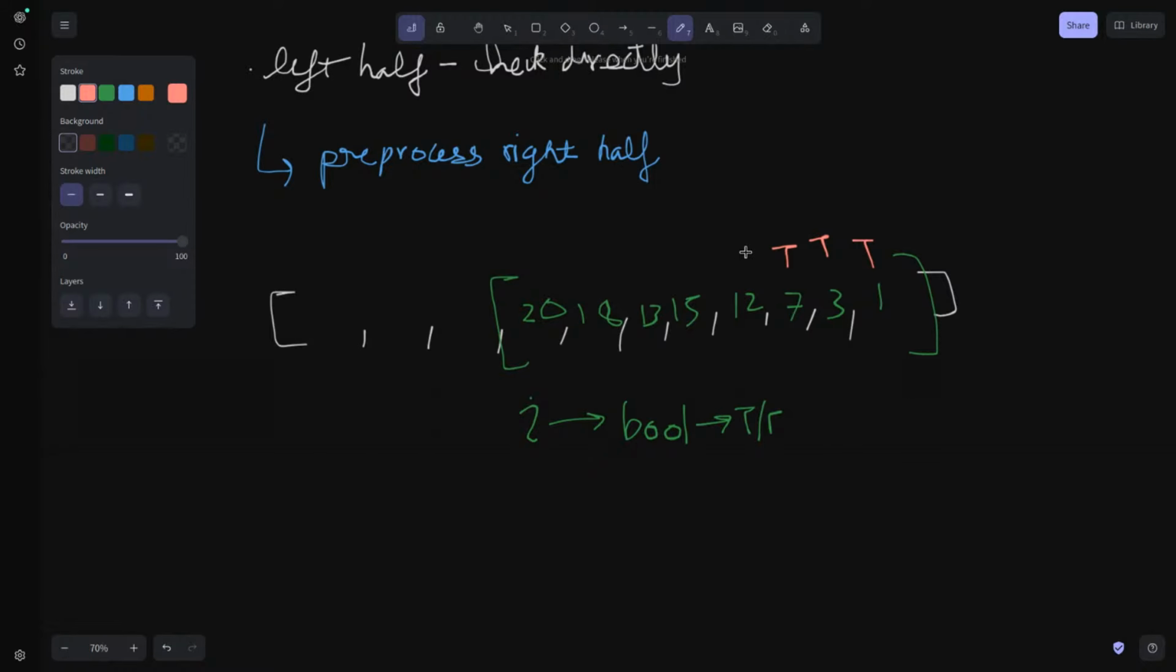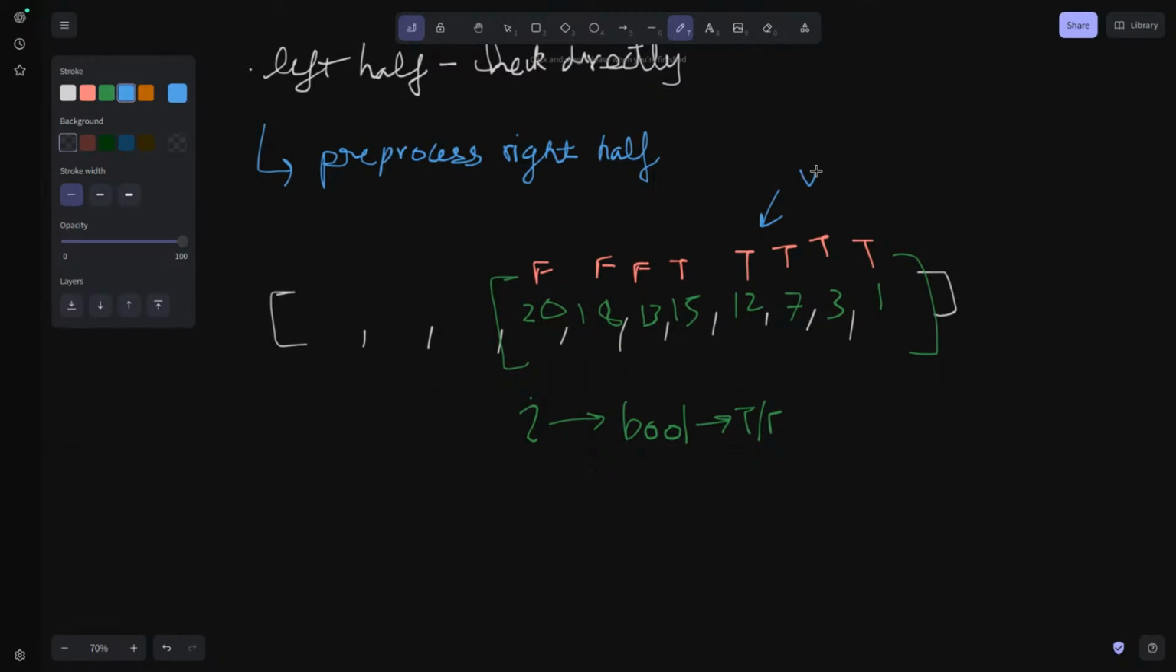7 is greater than 3, this would also be true. 12 is greater than 7, this would be true. 15 is greater than 12, this would be true. But here, as you can see, 13 is smaller than 15, right? So everything from this position onwards would become false, right? And this is pre-processing if these given values are a valid split or not towards the right side.